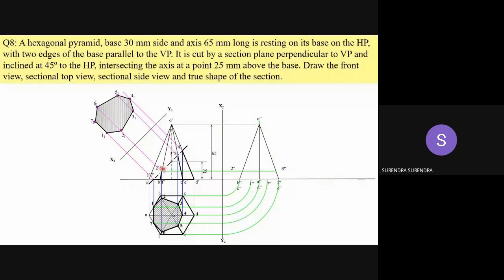2 and 6: 2 is on edge BO, 6 is on edge FO. Next 3 and 5: 3 is on CO, 5 is on EO. Next, 4 is on DO edge. So this is the point 4. Join them in order 1, 2, 3, 4, 5, 6, 7.